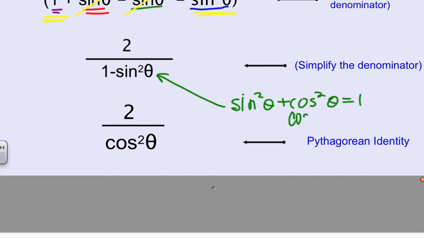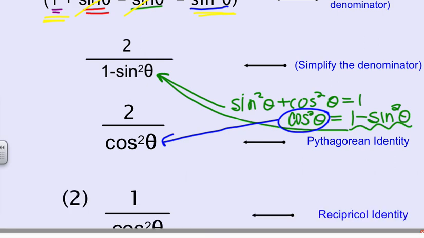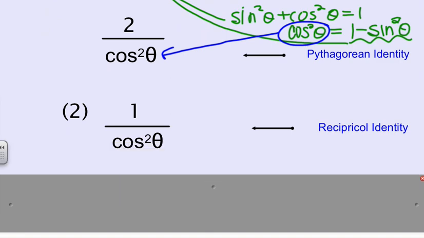So I'm going to solve this for the cosine squared of theta. So I'm subtracting sine squared of theta. Well, here it is. It's right there. So now I can replace it with cosine squared of theta. There's your Pythagorean identity. All right. Now what I've just done is I've split up this fraction into 2 pieces. The 2 times 1 over the cosine squared of theta.